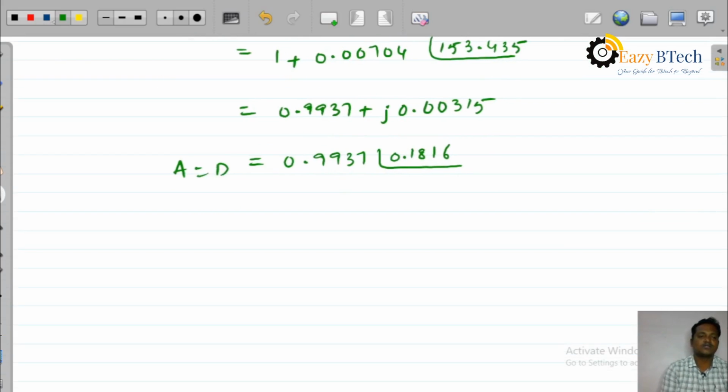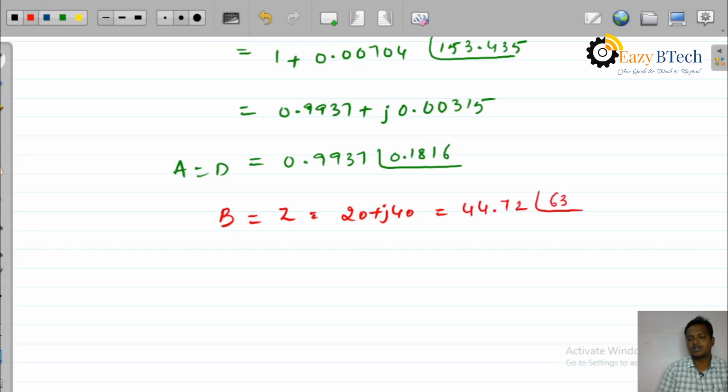Next, B equals to, it is nothing but Z. It is 20 plus j40 or 44.72 at an angle 63.43.